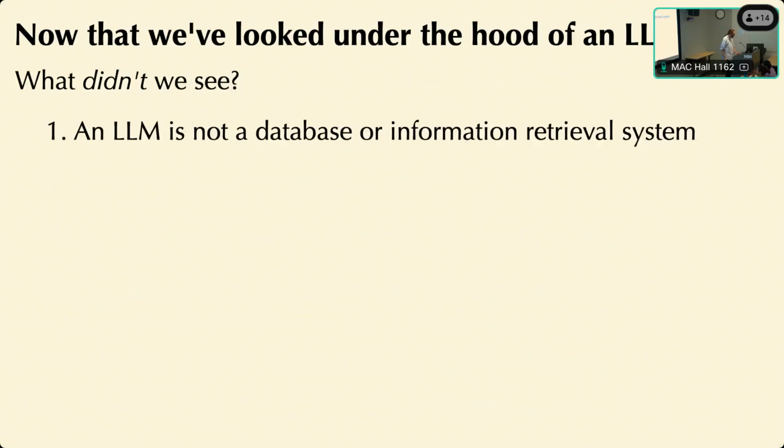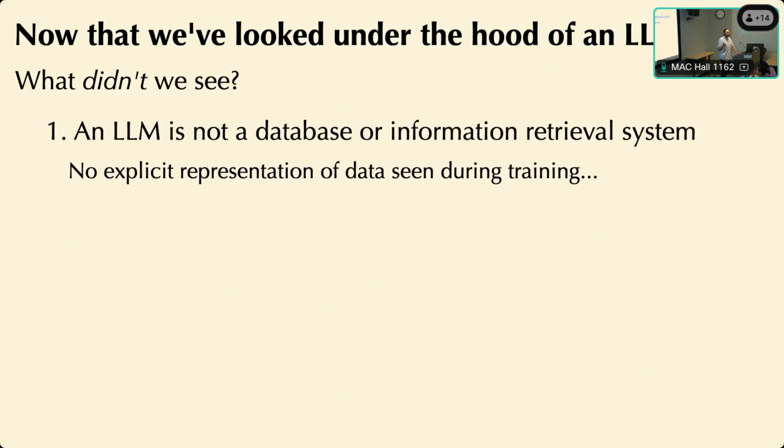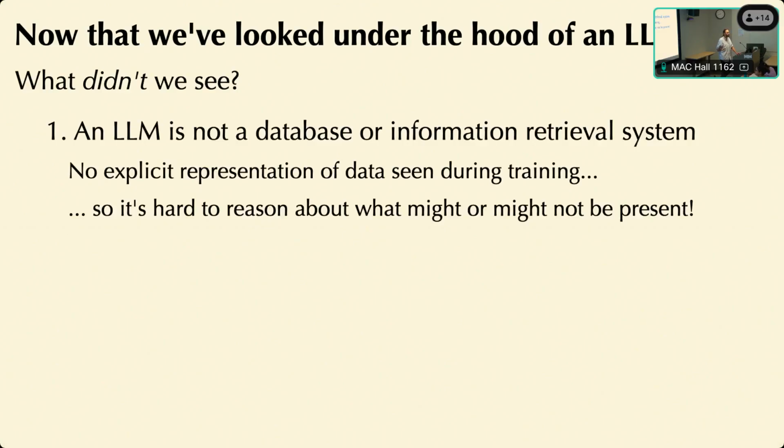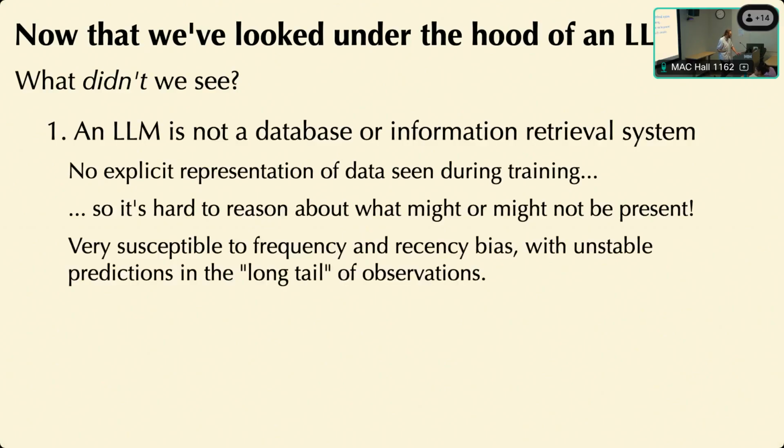Now, what didn't we see? The LLM is not a database, right? It's looking at pairs of words and memorizing them, but it's not explicitly modeling facts the way a database does. And it's not a search engine. That means it's really hard to know what is or isn't in there, right? You'll notice I'm using a lot of weasel words: it kind of does this, it sort of does that, it might be able to model this. It's because we don't actually know.